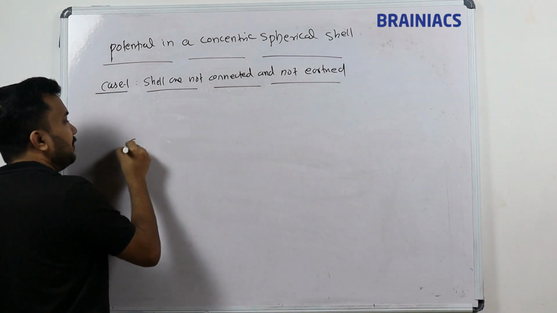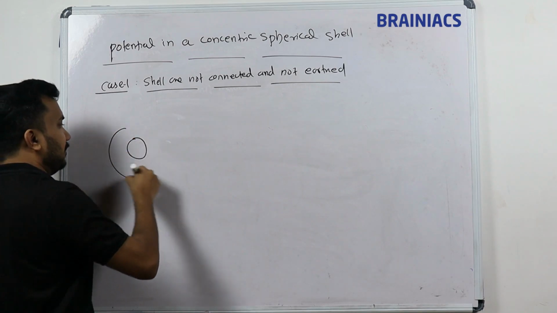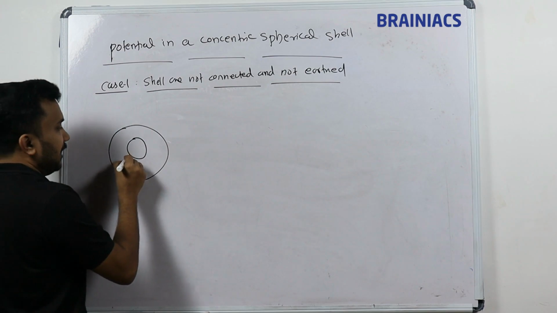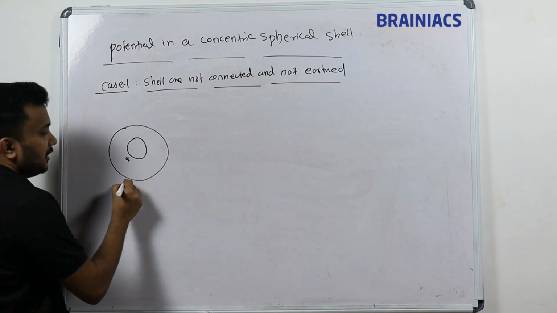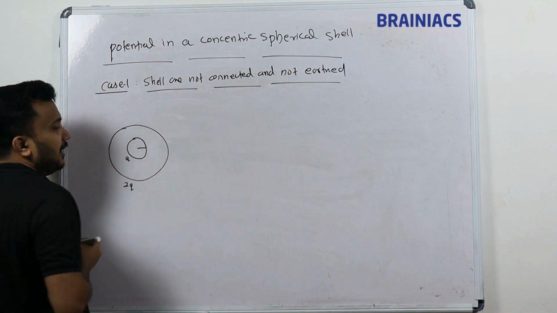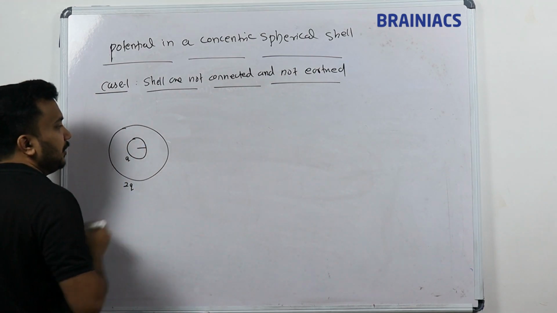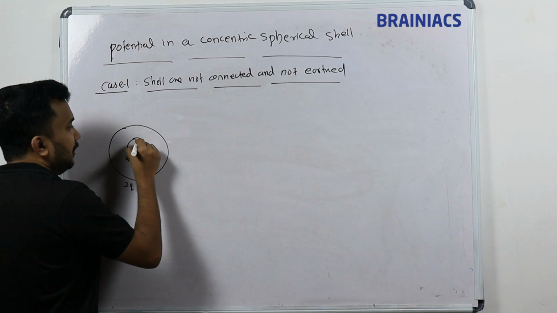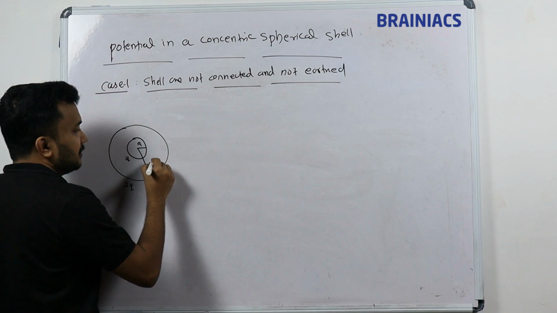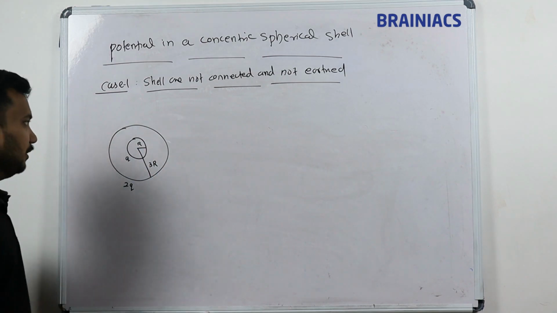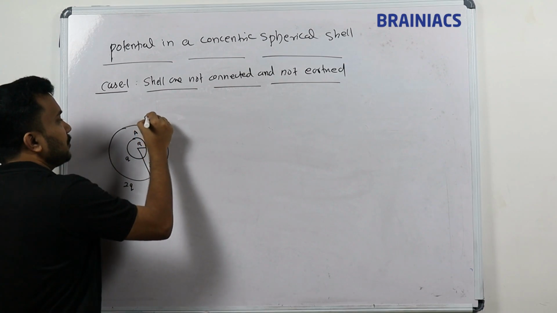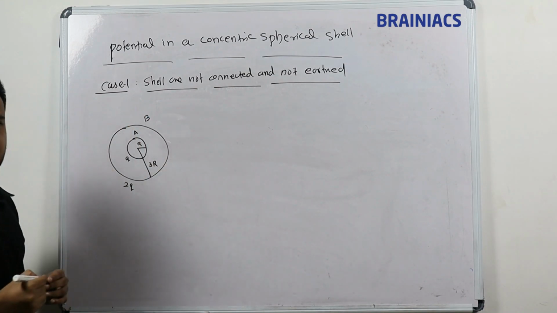Okay, so we have a spherical shell here. Let me take two shells. The first shell will have a charge of Q. The second shell will have a charge of 2Q. The inner shell will have a radius of R, and the outer shell will have a radius of 3R. The inner shell is called A, the outer shell is called B. So the diagram is very clear, right?